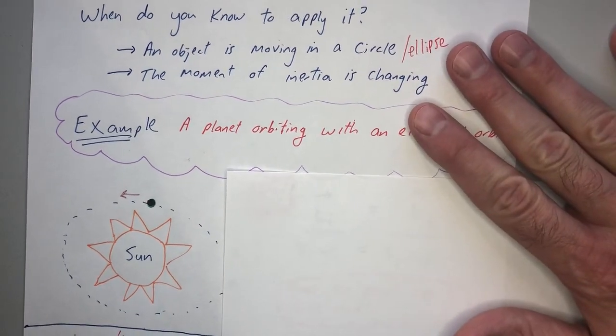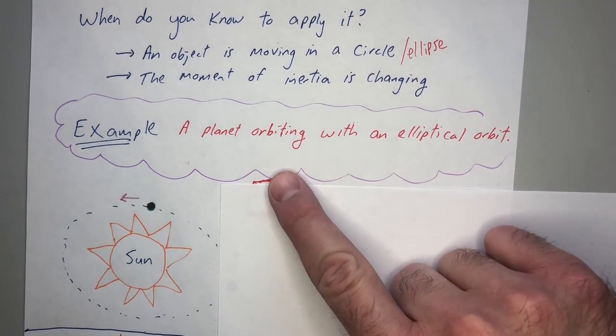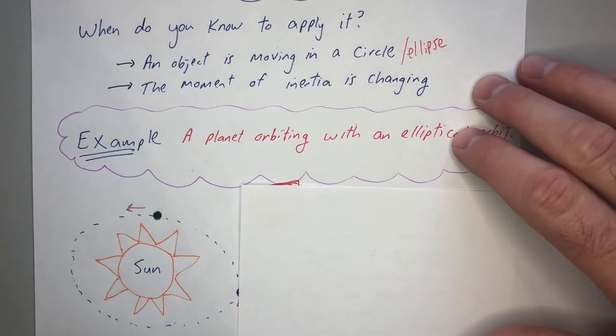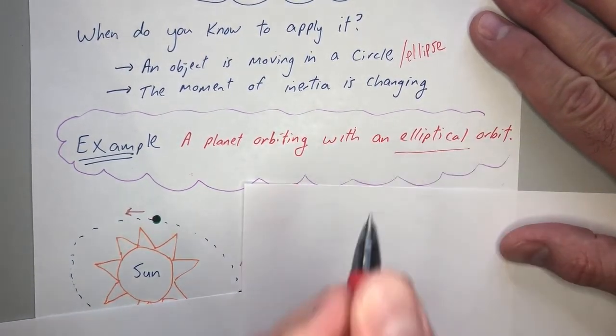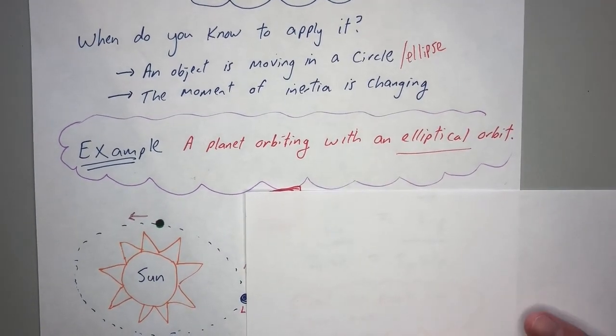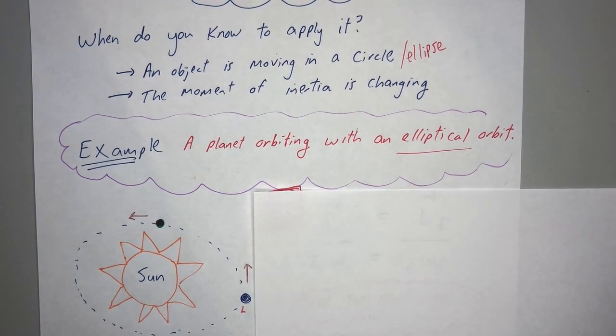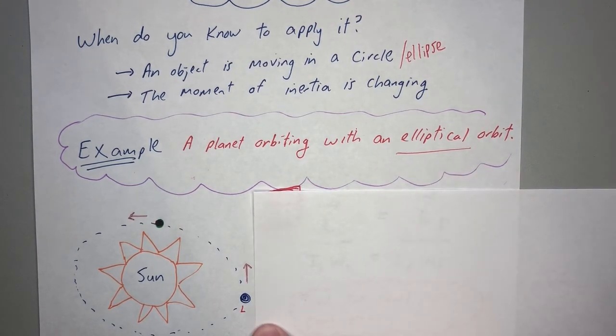So our example today that we're going to start with is a planet orbiting with an elliptical orbit. And I say this keyword elliptical because in uniform circular motion, we would treat orbits just as a circular kind of orbit. We did uniform circular motion, and that usually gets the job done most of the time. But let's say there's some planet that's got a highly elliptical orbit, and I drew it right here.